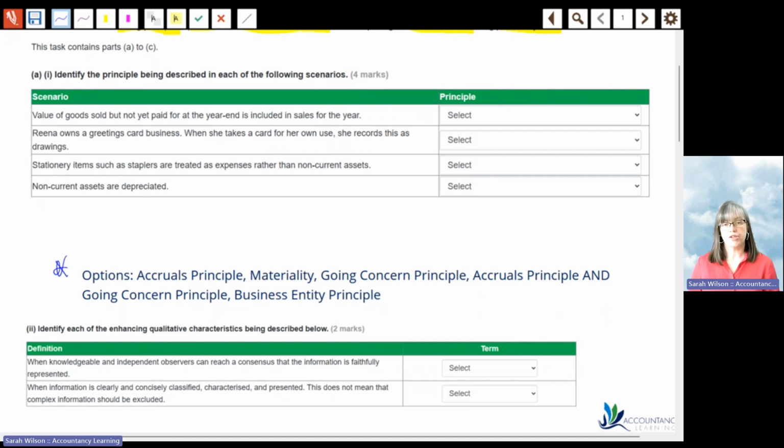Value of goods sold but not yet paid for at the year end is included in sales for the year. So we've sold some goods but they haven't yet been paid for at year end, and we still include them in the sales for that year, for that financial period. So that's about matching our costs and revenue to the period in which they relate. So that's going to be our accruals principle.